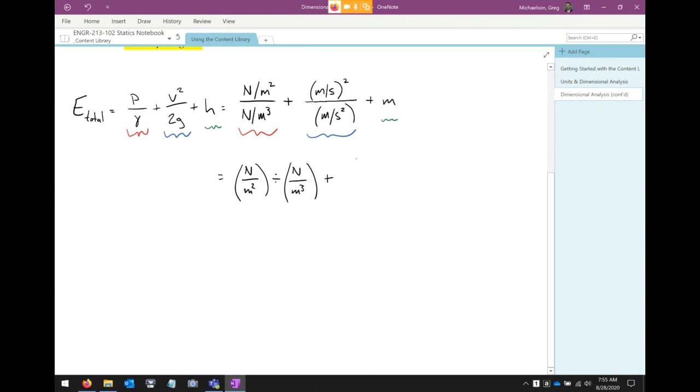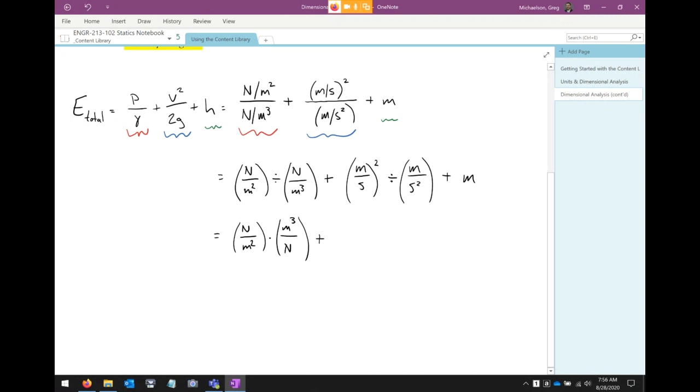Same thing here. I've got meters per second, the quantity squared, divided by meters per second, the denominator squared, plus meters. Okay. And you should remember this from arithmetic, that if you are dividing two fractions, it's the same as flipping and multiplying. So we have newton per square meter times meter cubed per newton. So I just flip and multiply.